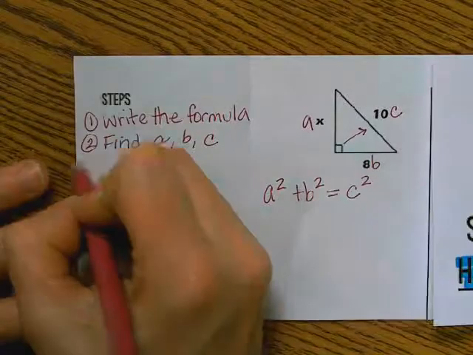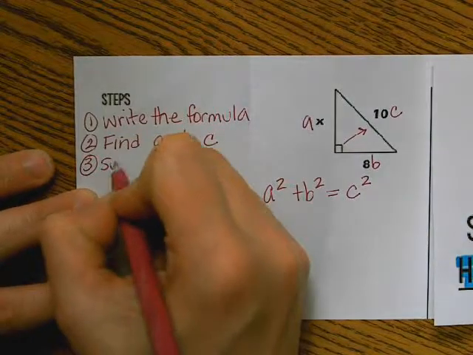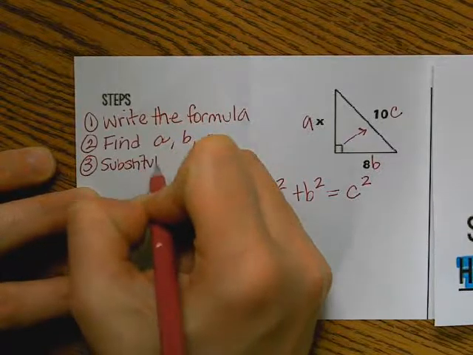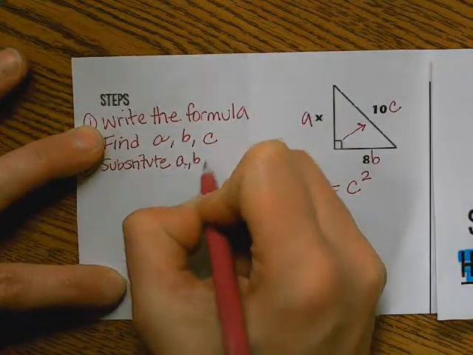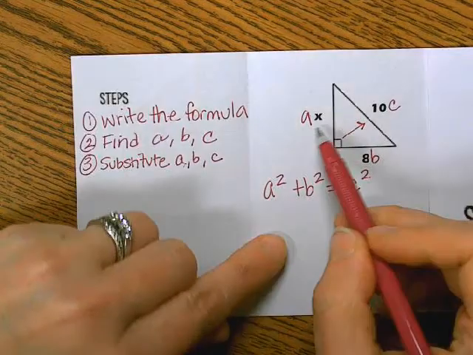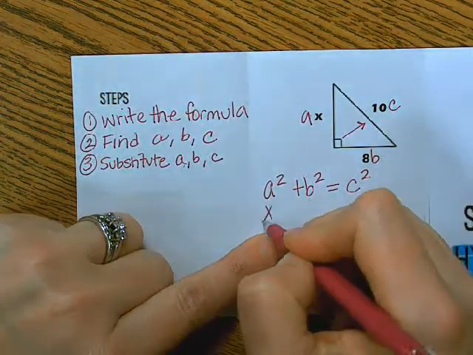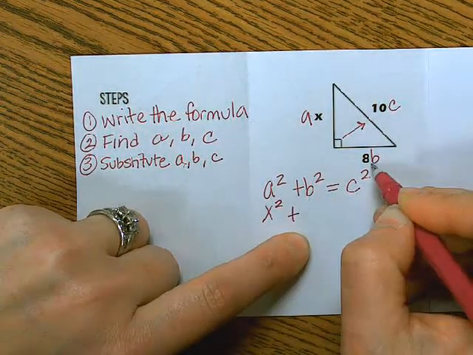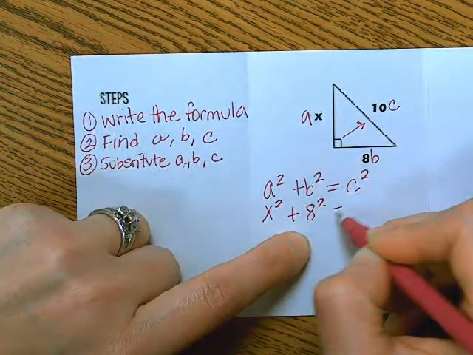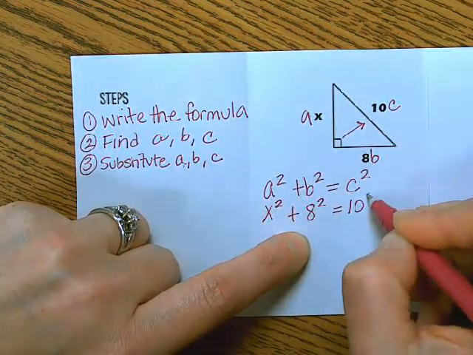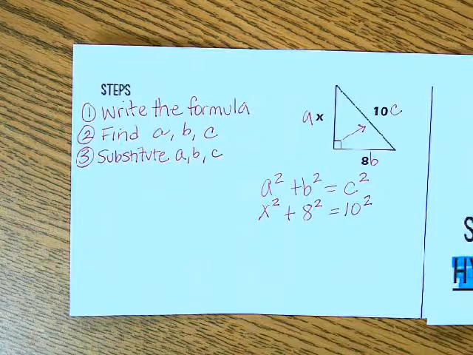Alright, so I know what A, B, and C are. So step 3, substitute A, B, and C. So A is x, so we'll say x squared. B is 8, so we'll say 8 squared. And C is 10, so we'll say 10 squared. Okay?